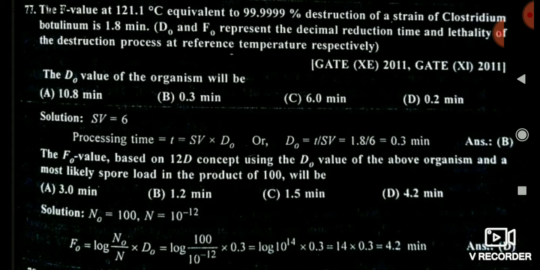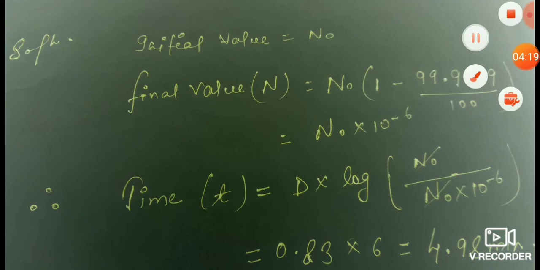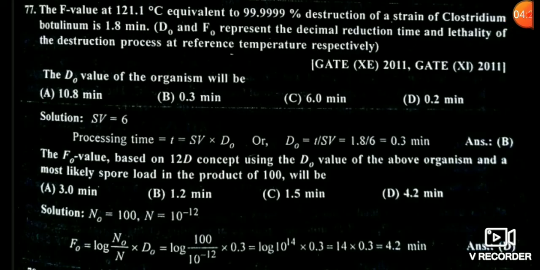So you should get the final number of microorganisms I got in the previous slide. You see here I have calculated the final value, that is N naught into 1 minus 99.9 by 100, N naught into 10 to the power minus 6. So you can easily use that equation. And friends, one more thing, the sterilization value I have told you. The sterilization value is log base 10 of N naught by N. So here it is written in terms of the sterilization value. You can write it that way also, no problem.